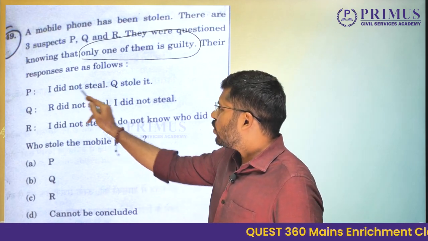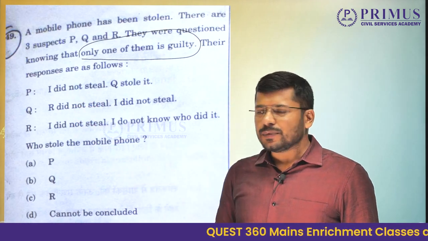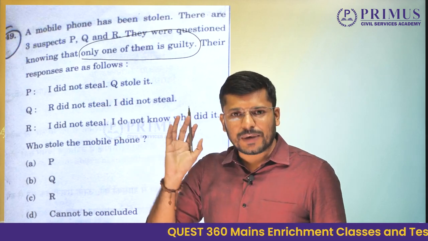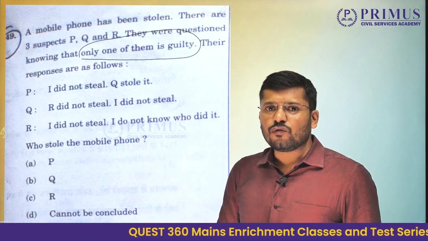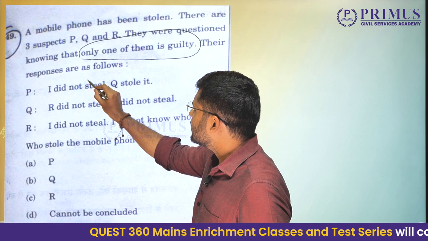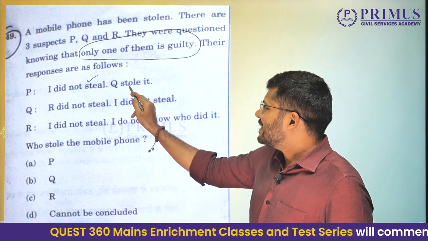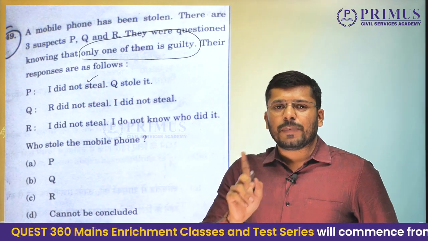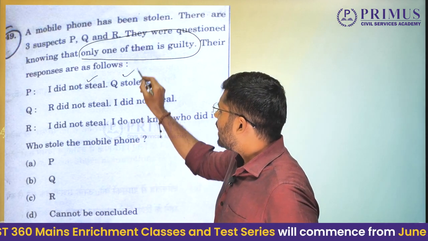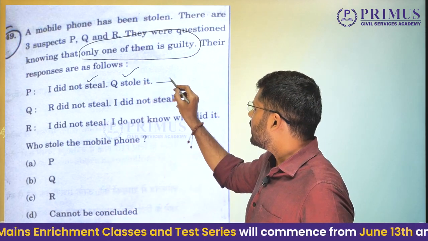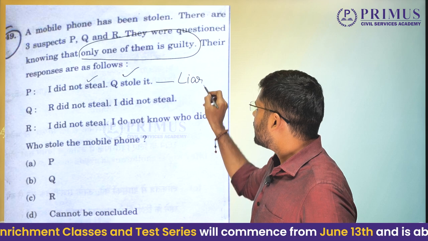So P says, "I did not steal," but as per our assumption, P is the thief and he is telling a lie. Yes, this happens to be a lie. Then he says Q stole it. We have assumed that P is guilty and this is also a lie. So we can definitely say that P is a liar.